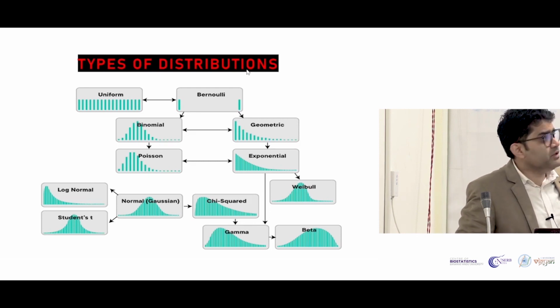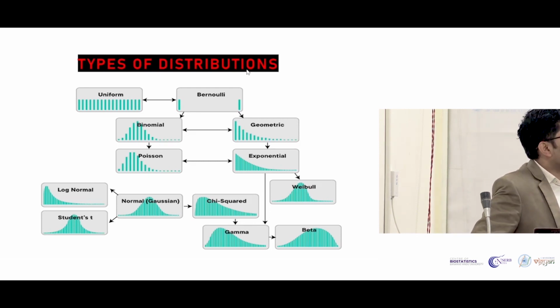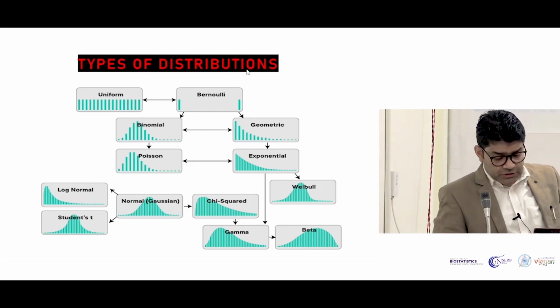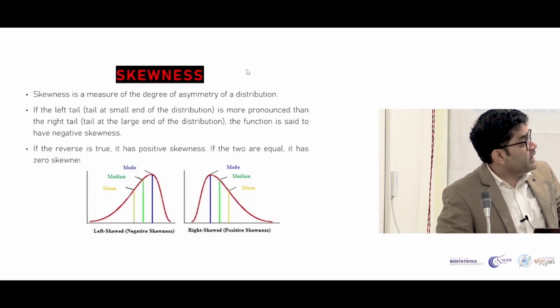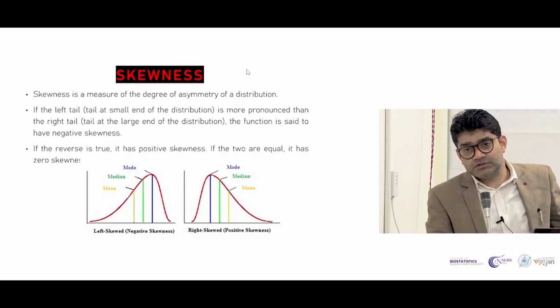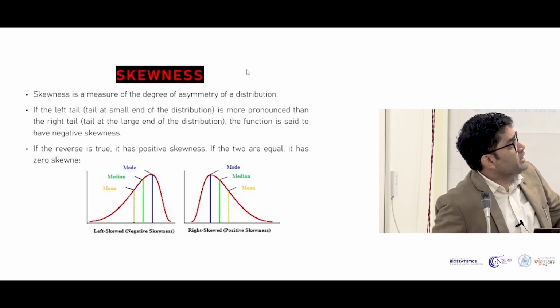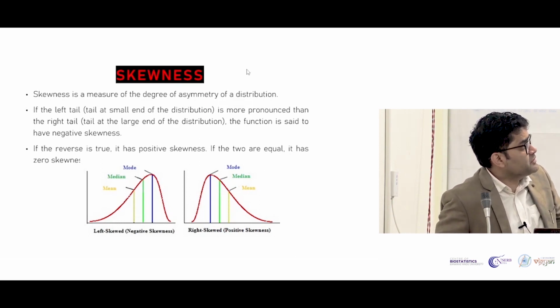Now, whenever we are looking at the distribution pattern of the data set, there are two important things which we should look at. One is the skewness of your data set, and the second one is your kurtosis. Okay. What is this skewness? Skewness is a measure of the degree of symmetry or asymmetry of a distribution.